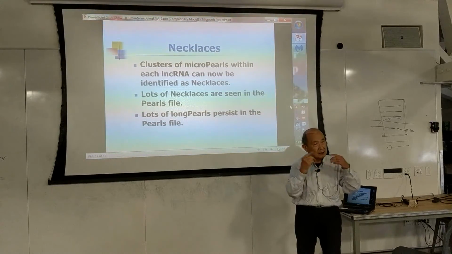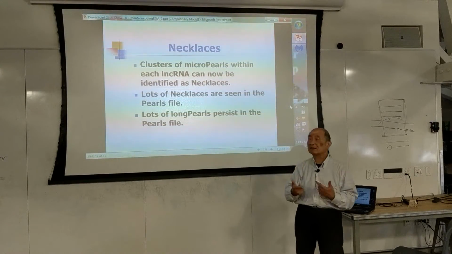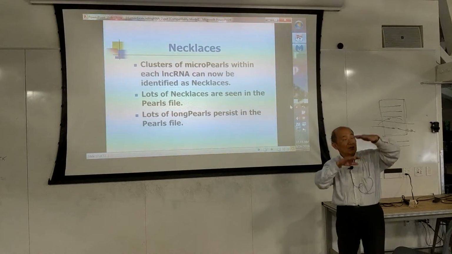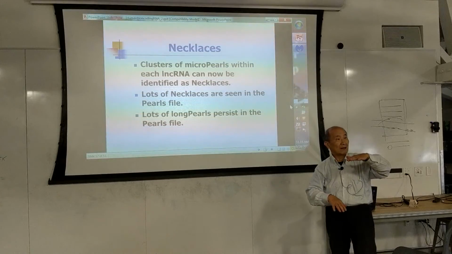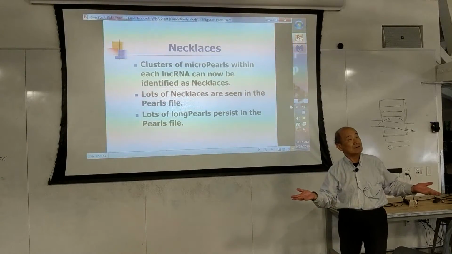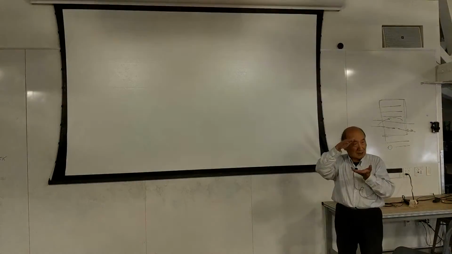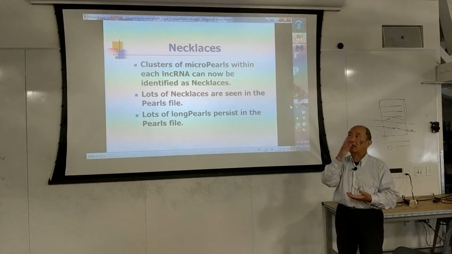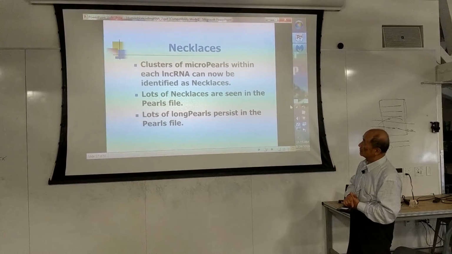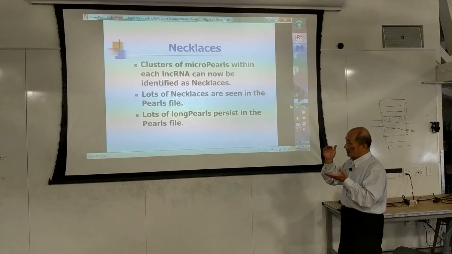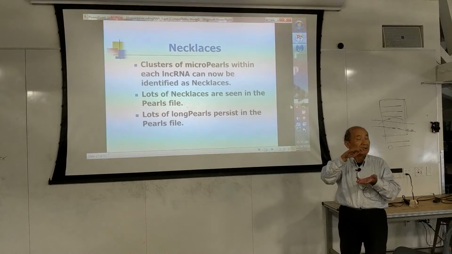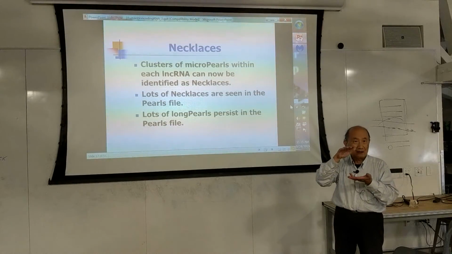And if the cluster crosses the boundary of two RNAs, that doesn't mean anything, right? So the clusters have to be pairs within one long non-coding RNA. Only the clusters within one long non-coding RNA can be identified as necklaces, okay?